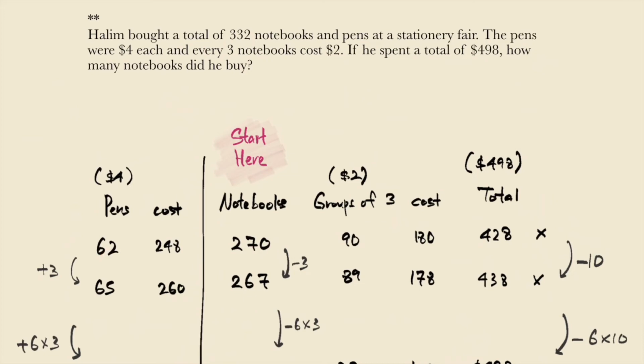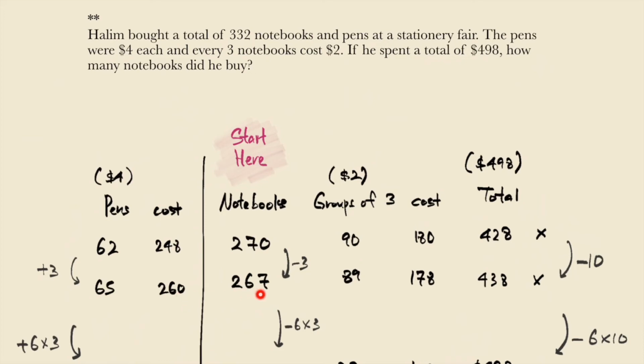So from here, that is 90 groups of 3, and each group of 3 costs $2. That's 180. Add the cost of the pens, you get 428. So that's too little in total. So I need more, right? So I need more pens here. So I'm going to decrease this by a group of 3. So minus 3. Take 332 minus this, you get the number of pens. Okay, and then you're going to find the cost of the pens.